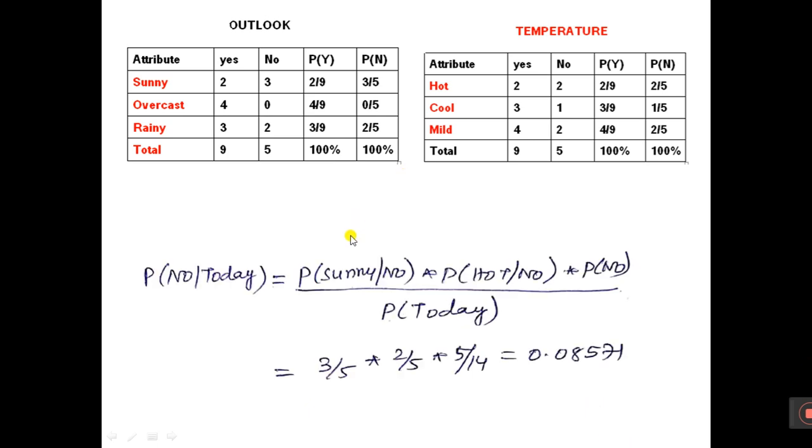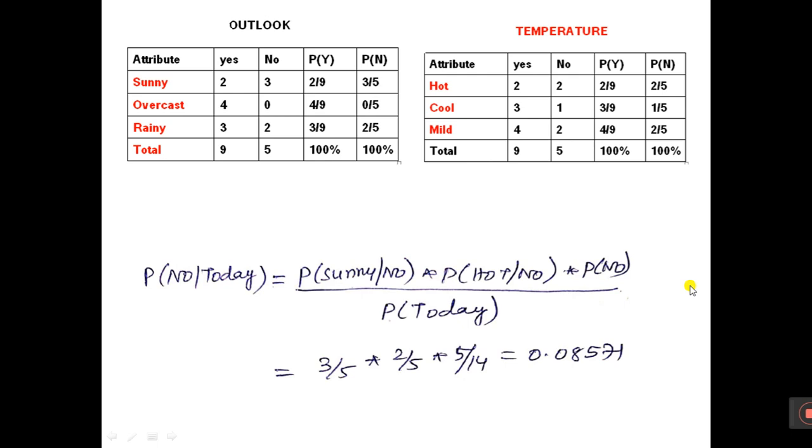Next, in a similar way, I need to check the probability of no for the attributes sunny and hot, for outlook and temperature. So the probability of no given today, as per Bayes theorem, equals probability of sunny given no, multiplied with probability of hot given no, multiplied with probability of no.